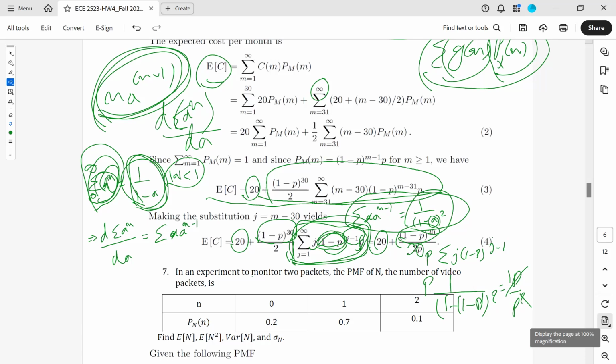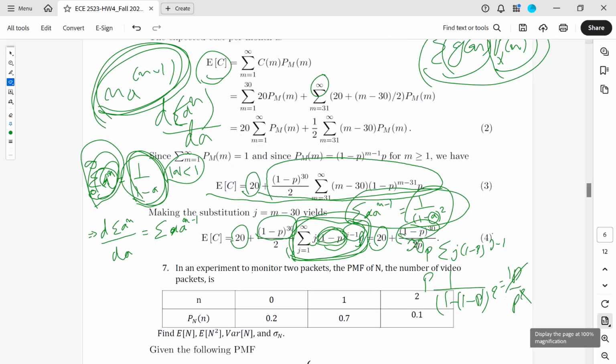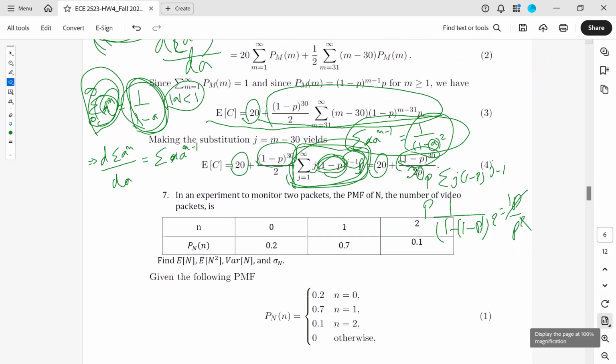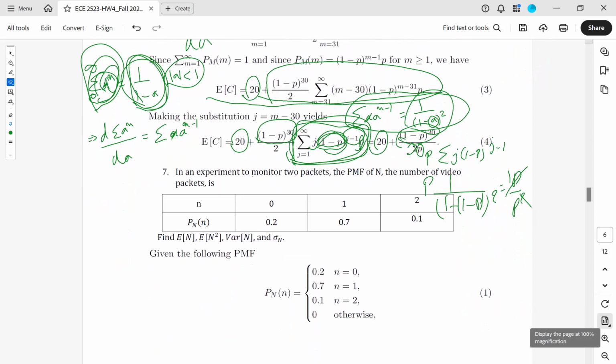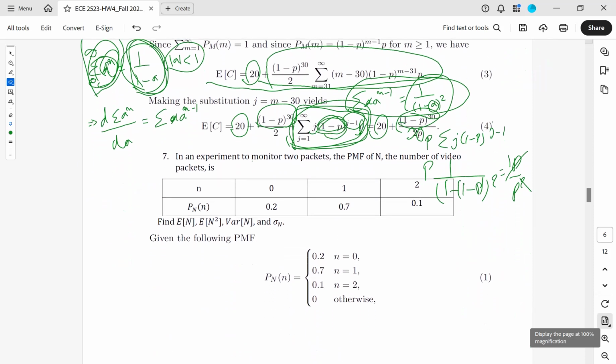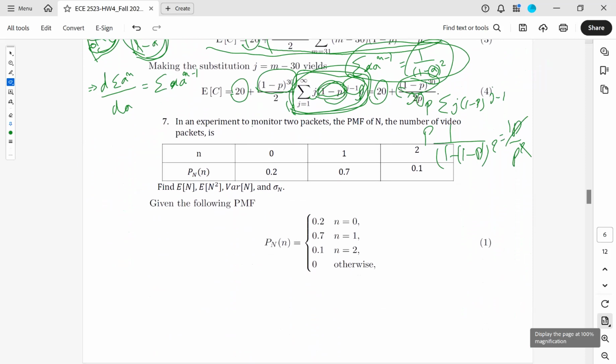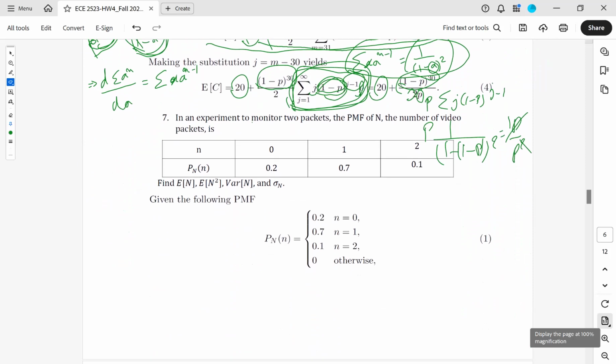Everyone good? Perfect. Now, if you don't have any question, we could move on to problem number 7. Basically, the expected value of C becomes 20 plus 1 minus p to the power of 30 over 2p. So this is the solution. You have the solution in the canvas, so you could look into that. I drew on it, so it's not quite clear here.